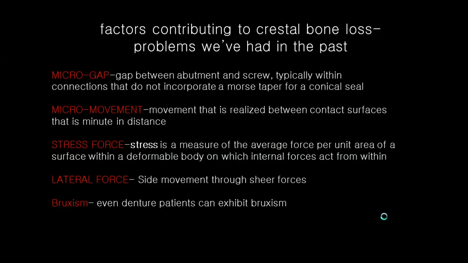So what do we know so far? Factors contributing to crestal bone loss, problems we've had in the past. We know that microgap is an issue. We know that micromovement is an issue. So let me quickly go over what the categories are here. Microgap is a gap between the abutment and the screw, typically within connections that do not incorporate a Morse taper and a conical seal. Micromovement is movement between contact surfaces that is minute in distance.